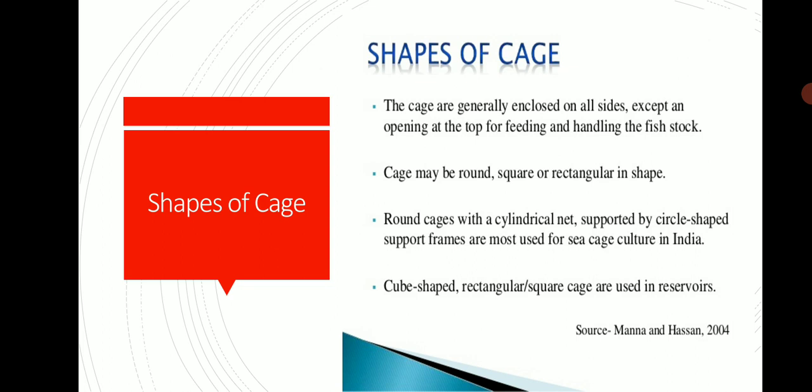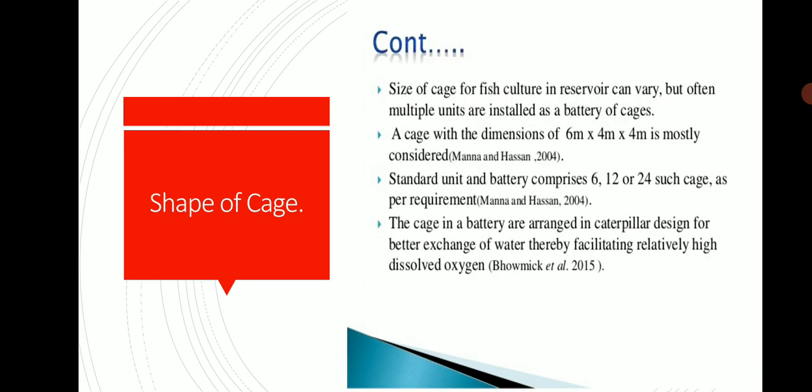Shapes of cage. A cage is generally enclosed on all sides except an opening at the top for feeding and handling of the fish stock. Cages may be round, square or rectangular in shape. Round cages with a cylindrical net supported by a circle-shaped support frame are most used for sea cage culture in India. Tube-shaped rectangular or square cages are used in reservoirs.